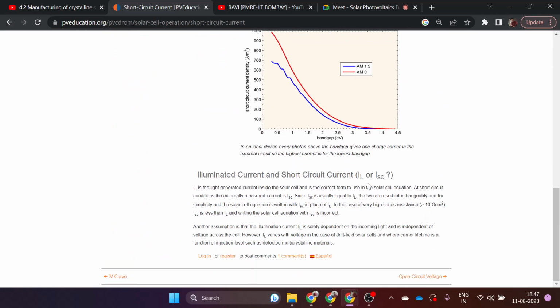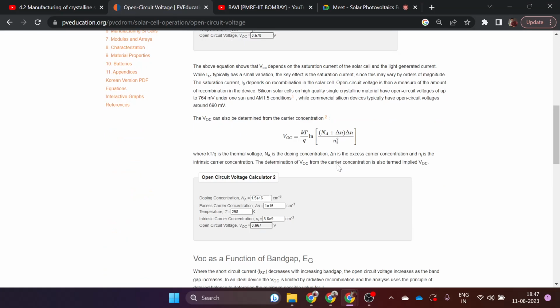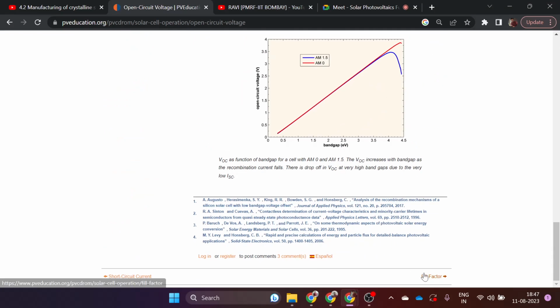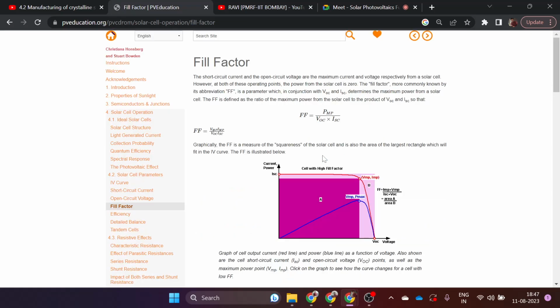What I want to tell you is that this website has all kinds of information you need. See, this is the fill factor. Fill factor, as I just told you, is IMPP times VMPP divided by ISC times VOC. For simplicity, we can say it is the ratio of area A divided by area B.